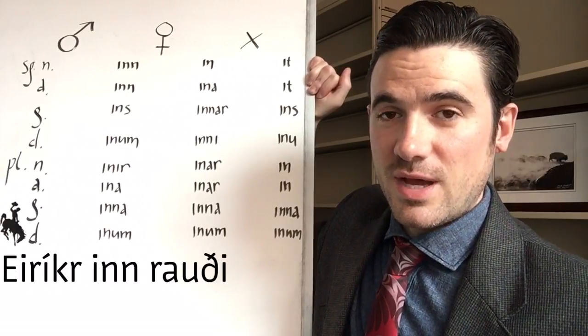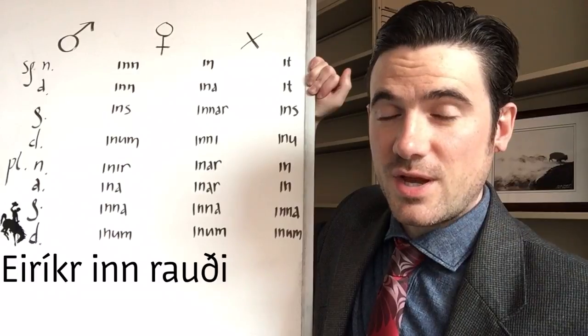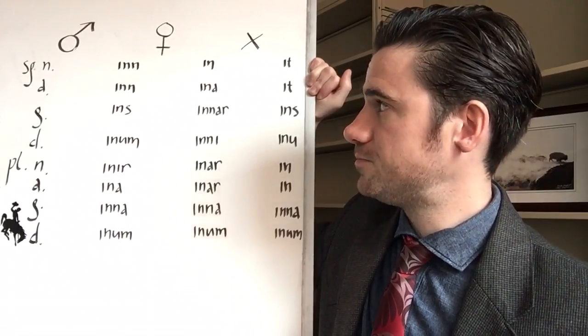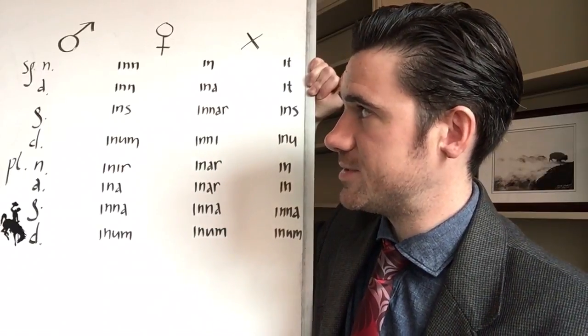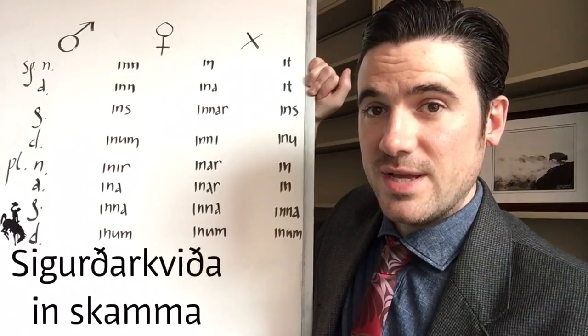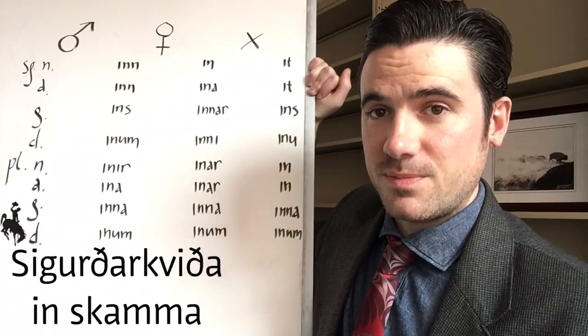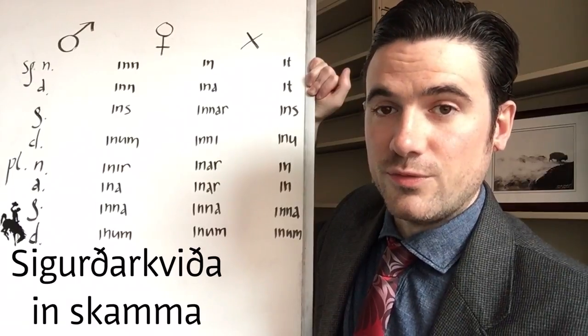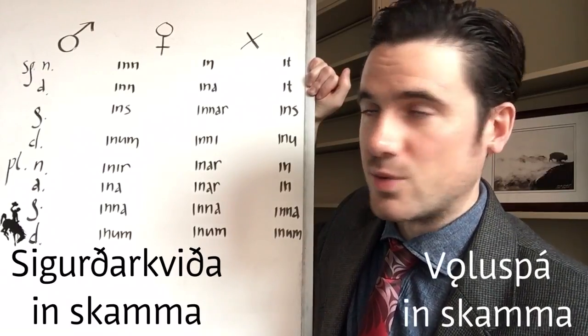Notice that the adjective there, rauði, red, is a weak adjective, and we'll get to weak adjectives in a future video. Similarly, in the names of some of the poems that get included in the Poetic Edda, Sigurðarkviða in skamma, Sigurd's poem, the short one, or Völuspá in skamma, Völuspá, the short.